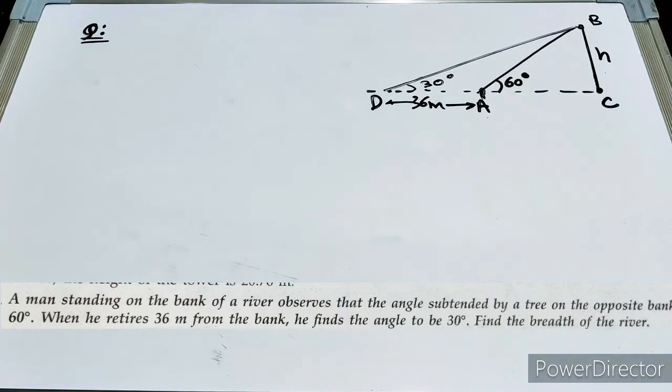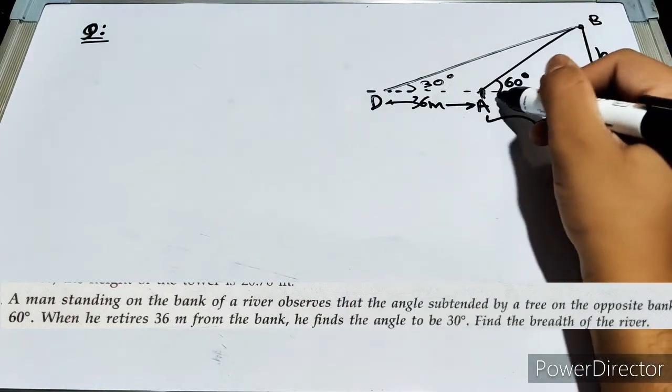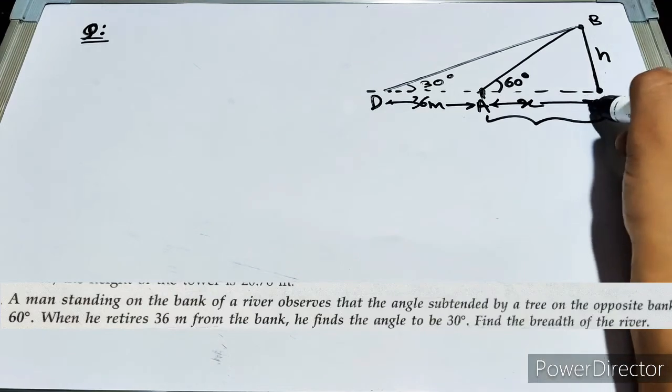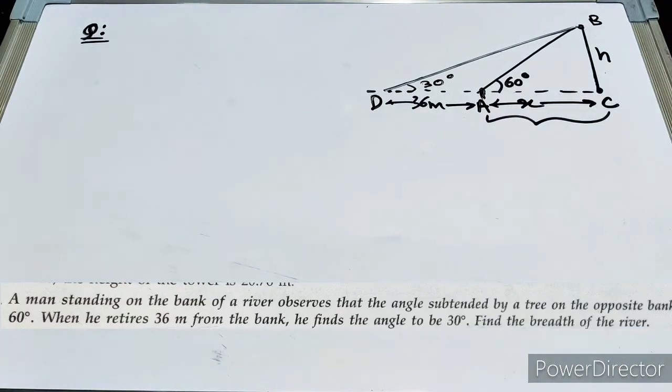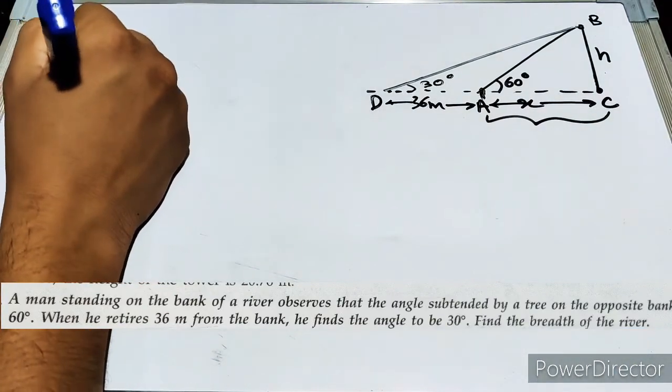And we need to find the breadth of the river. So this is the river, and let us assume it to be x, and we need to find x only. Okay, so let us look at the solution now.